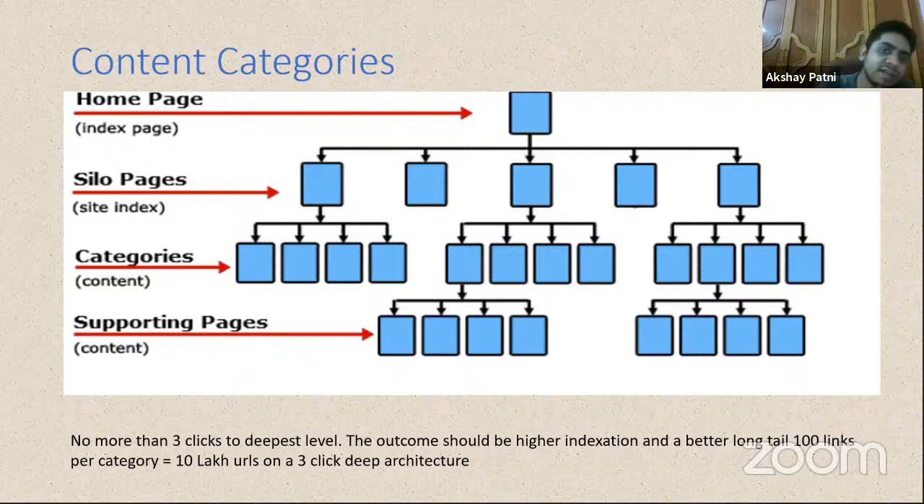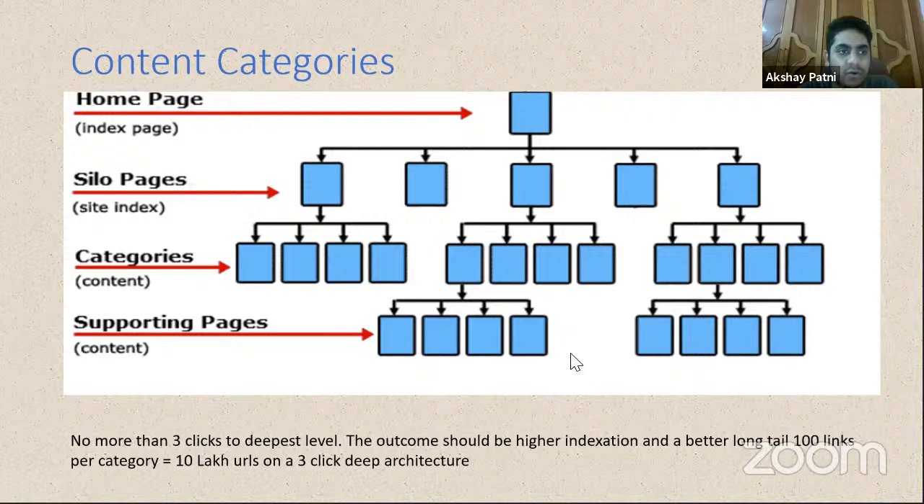So increasing the number of categories is also a bad thing. The reason behind it is that SEO may not be able to flow from top to downside. So that's the main reason you should not do that.